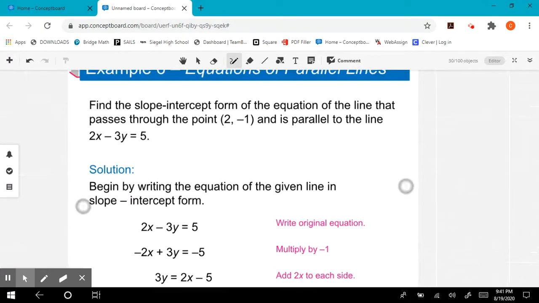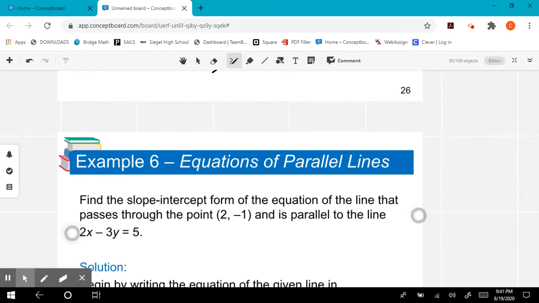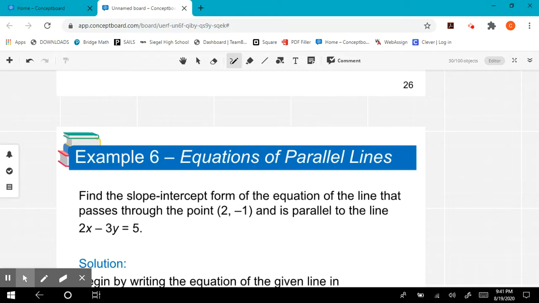All right, so I'm going to hide that part down there. So let's do this. Find the slope-intercept form of the equation of the line that passes through the point (2, -1) and is parallel to this line right here. So to write an equation of a line, we need to know two things. We need to know the slope, and we need to know a point. Well, they give us a point right here. So the next thing we need to know is the slope.